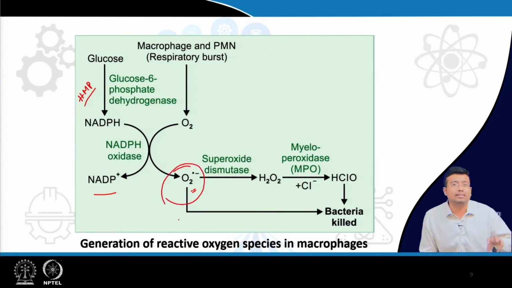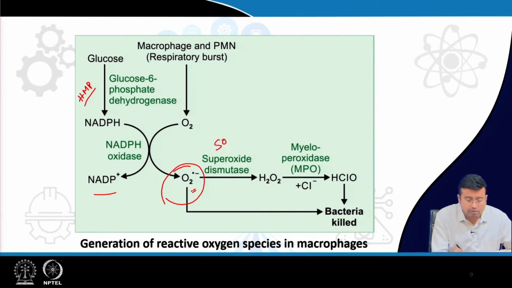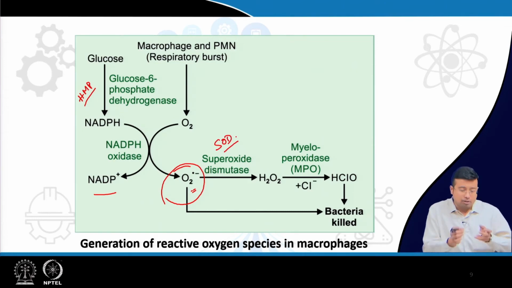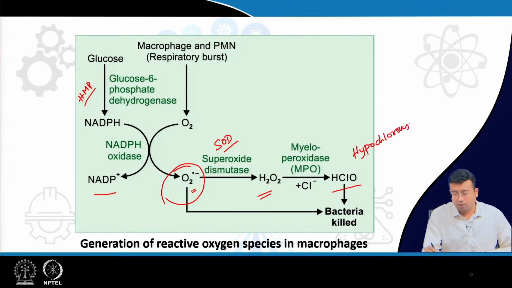So, the NADPH oxidase enzyme is producing the superoxide radical, which is further acted upon by the enzyme SOD, or superoxide dismutase. SOD acts on O2 minus, that is the superoxide radical, to produce H2O2, or hydrogen peroxide, right. Next, in the next step, what happens? Myeloperoxidase, or MPO, acts on this hydrogen peroxide in the presence of chloride ion to produce hypochlorous acid, also denoted by HOCl.